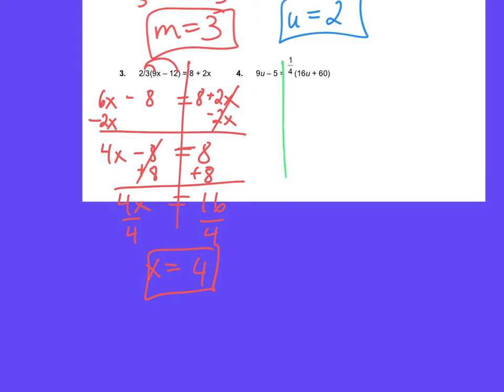Good deal. Next step, distribute. I've got a 1/4 here. 16 times 1/4 is just going to be 4u. 60 times 1/4, 15.